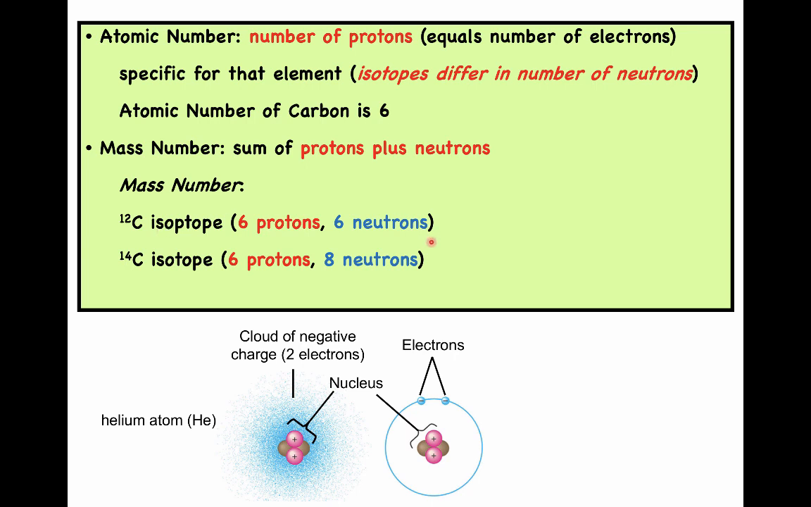Carbon-12 is the most commonly found. Carbon-14 turns out is radioactive with a really slow half-life, and so it's used in a lot of carbon dating of things. Okay, so again, the atomic number of protons determines which atom that is.